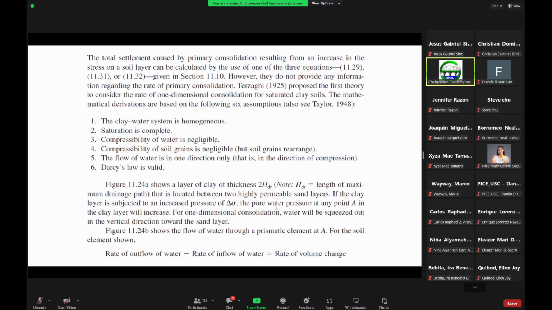Okay. So, so far, we have discussed the three types of settlements. The immediate or the elastic settlement, and then the two consolidation settlements, which are the primary consolidation settlement and the secondary consolidation settlement.